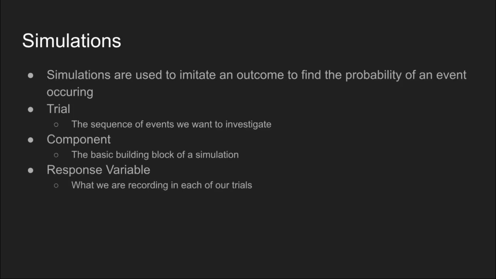Next, simulations. Simulations are used to imitate an outcome to find the probability of an event occurring. So that's basically what we're going to go over. We're going to go over how to do a simulation, but first, some vocab.